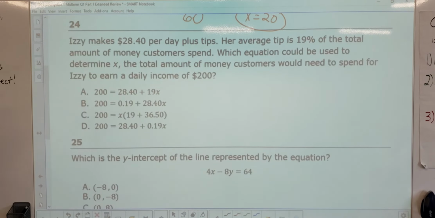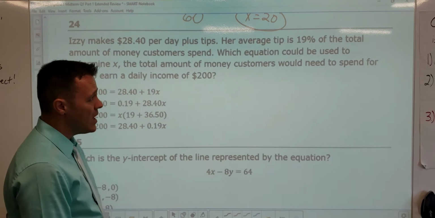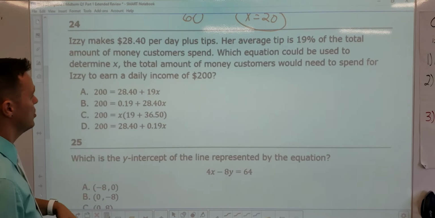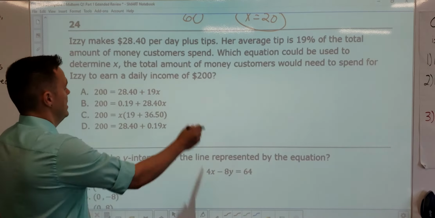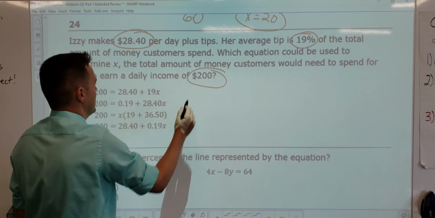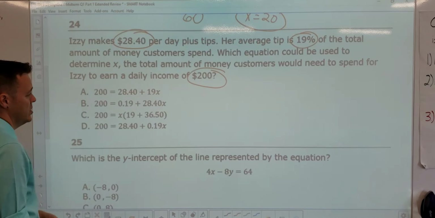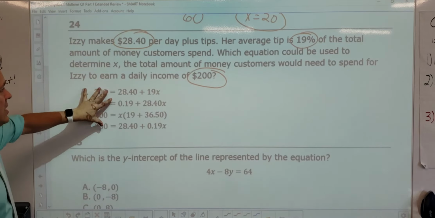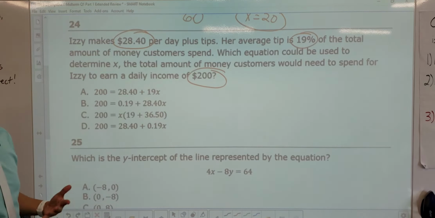Izzy makes $28.40 per day plus tips. Average tips are 19% of the total amount of money spent. If customers spend $200, what is her daily income? Okay, so we know we've got $200 here. Everything is set up that way. What's the rest of the equation?